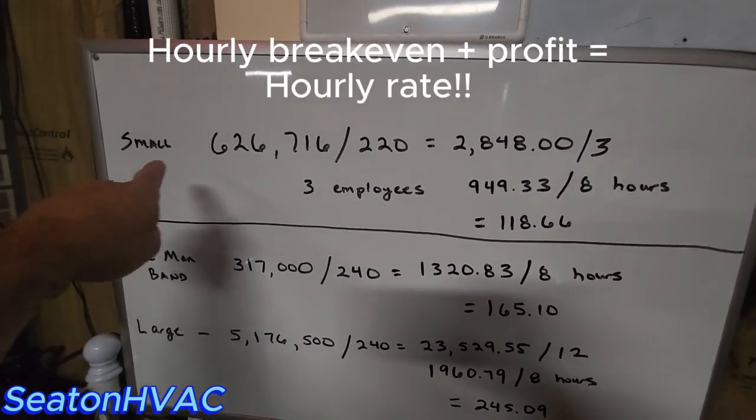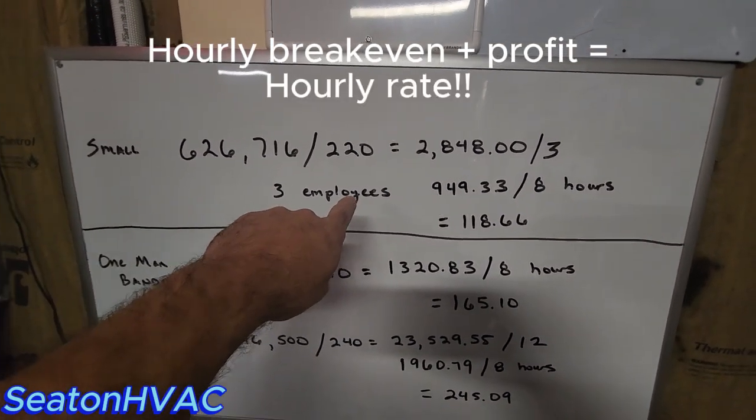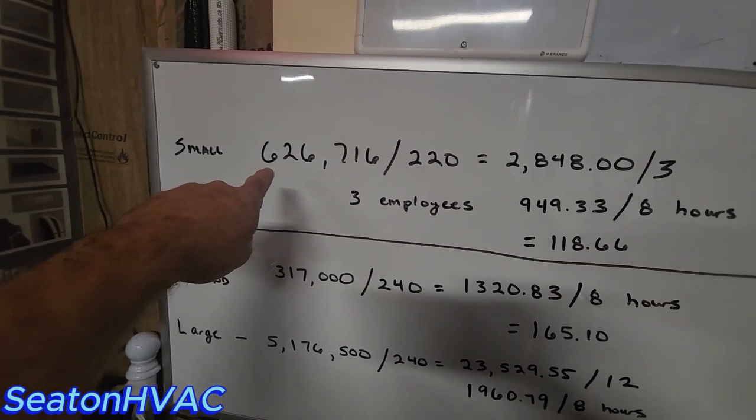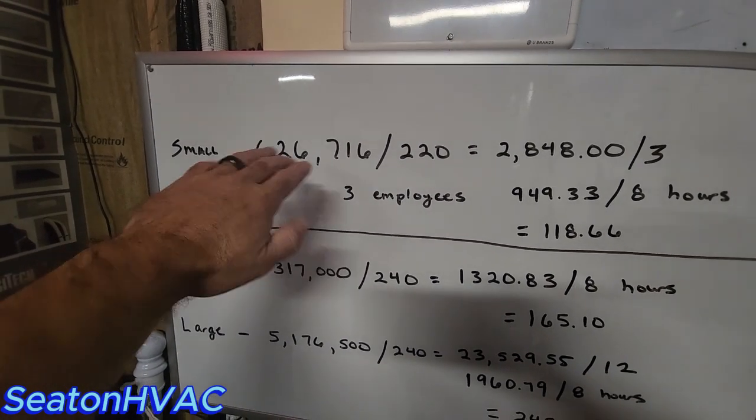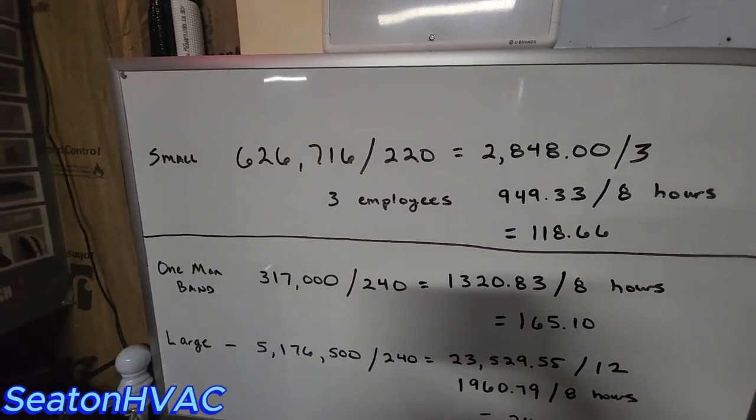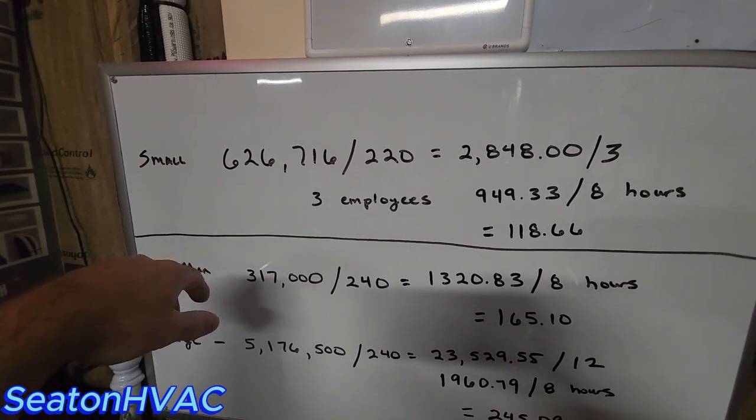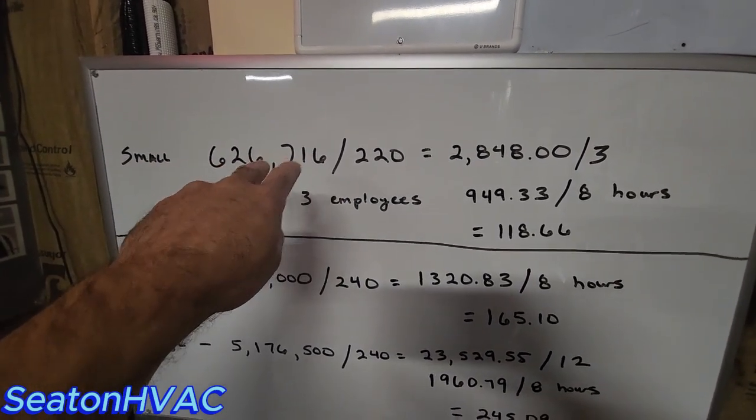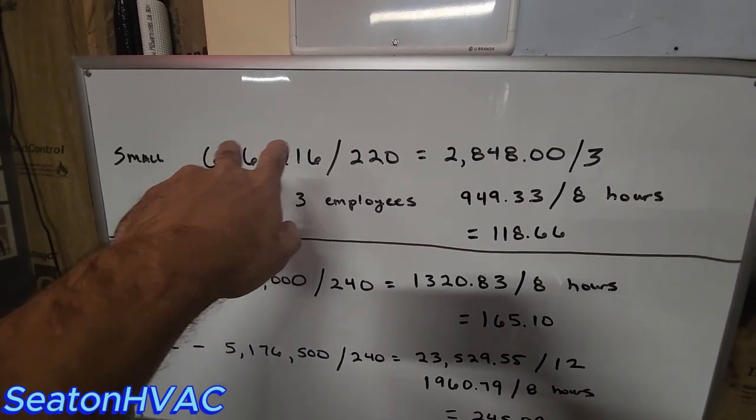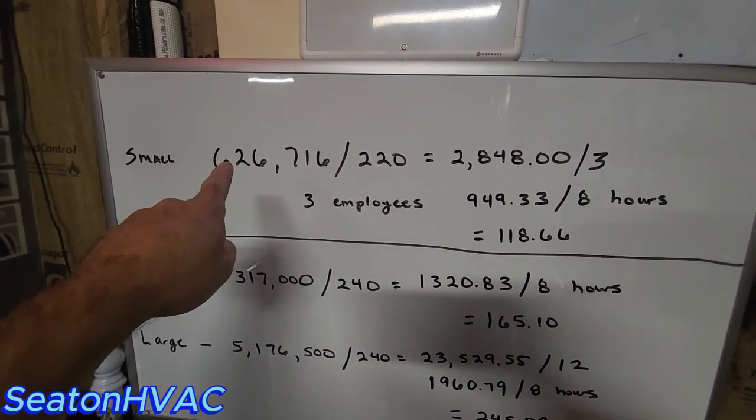So let's say you have a small company that's got 3 employees. Let's say your yearly overhead, that's everything that you have to pay, is $626,716. I just came up with random numbers. That's why you need to know what you're spending every year. As soon as you know this number, you can do this formula.